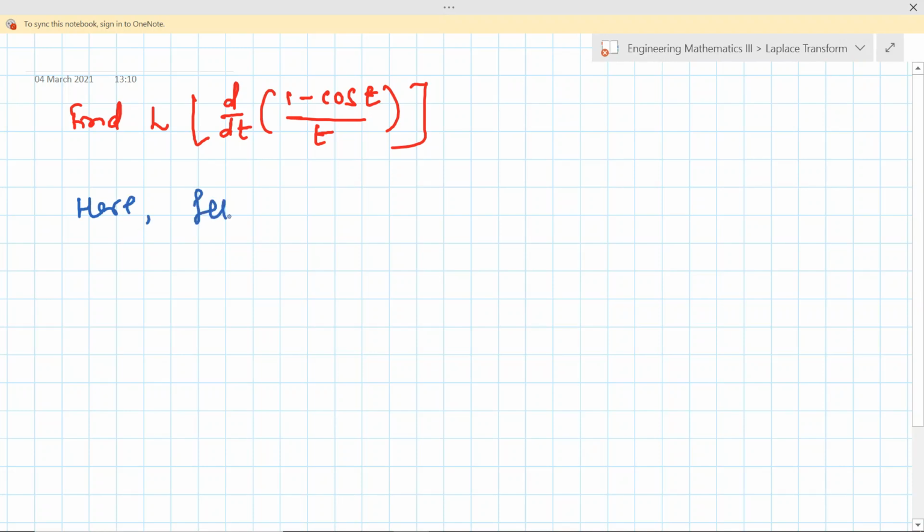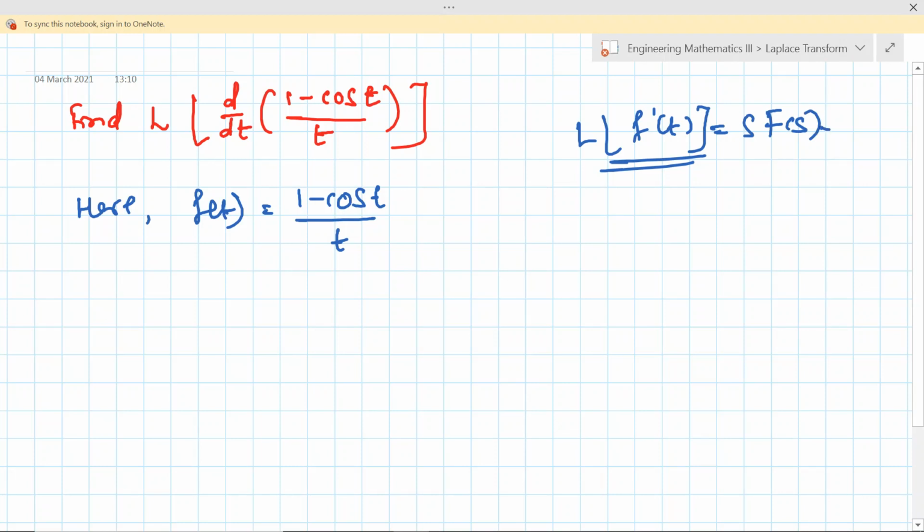Here f of t is nothing but (1 minus cos t) divided by t, because the derivative is f dash of t, and now we want the Laplace of f dash of t. Okay, this is nothing but s into F of s minus f of 0, isn't it? So therefore we need to find F of s, and what is F of s? F of s is nothing but Laplace of f of t. Okay, so first we will write that.